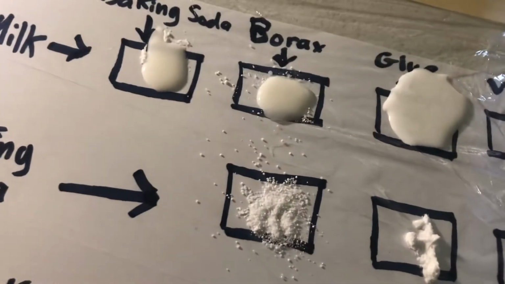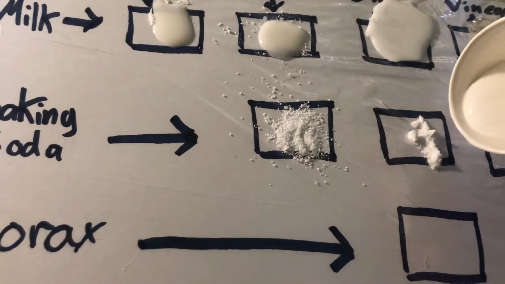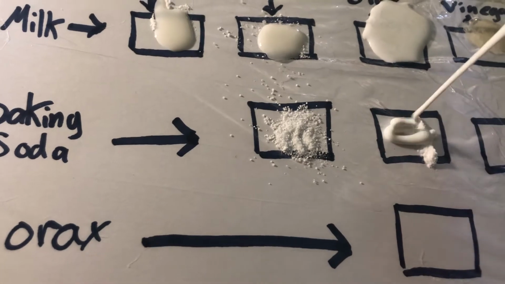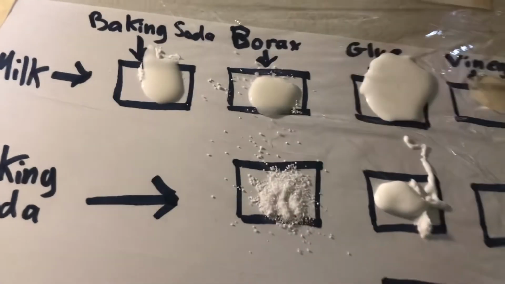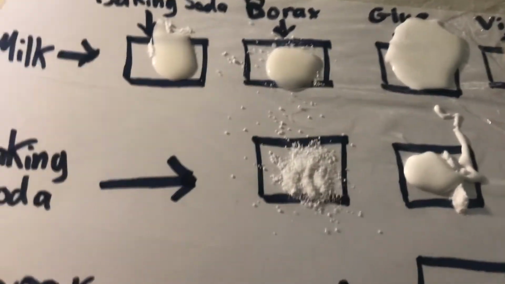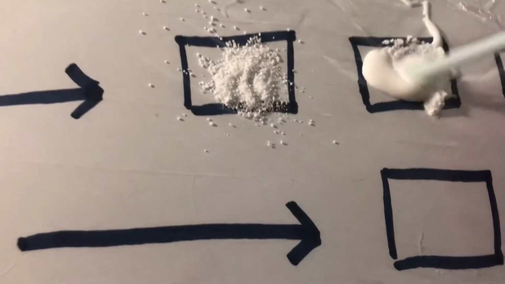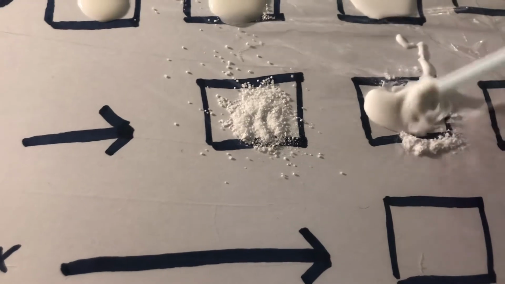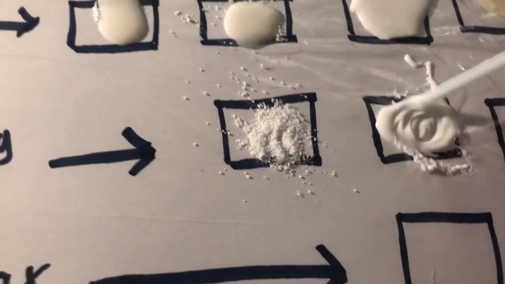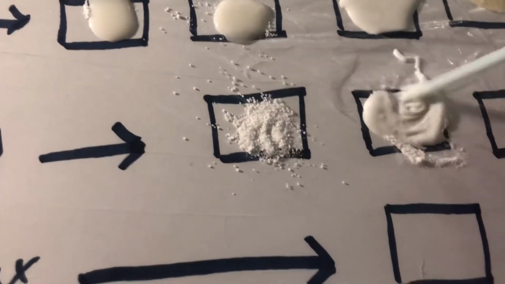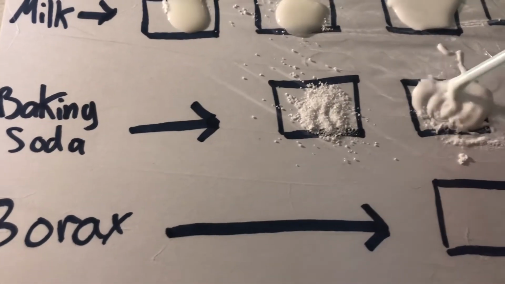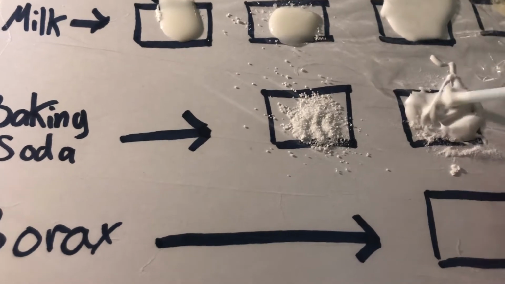Next one, glue and baking soda. There's the baking soda. Give it a little stir. It's just kind of mixing together. It's getting a little pasty, but I think the glue is still retaining its glue-like properties, and the baking soda is still mostly baking soda. I'm not seeing much fizzing, just getting a little tacky.